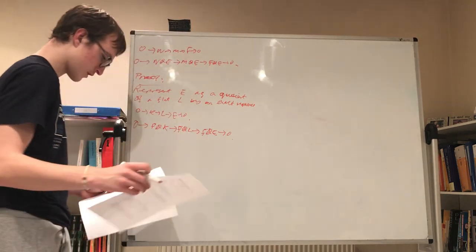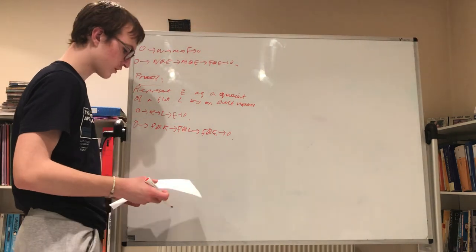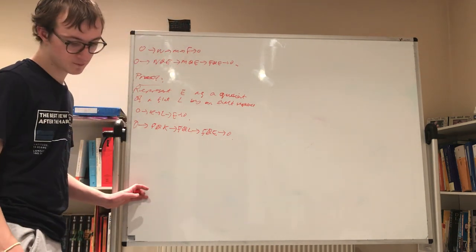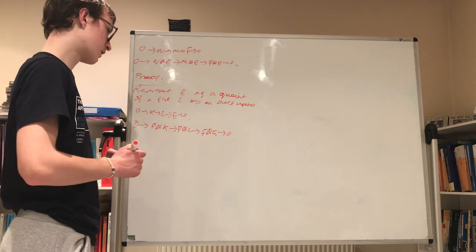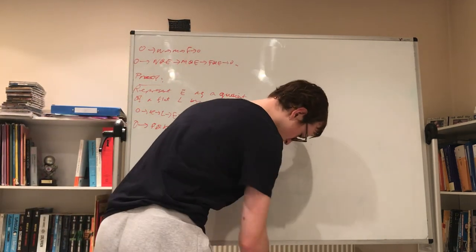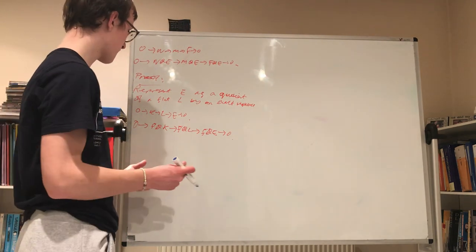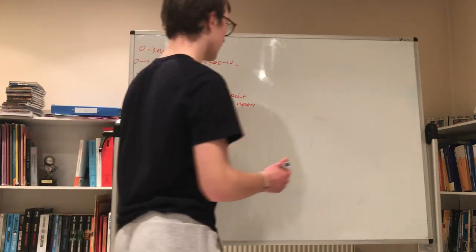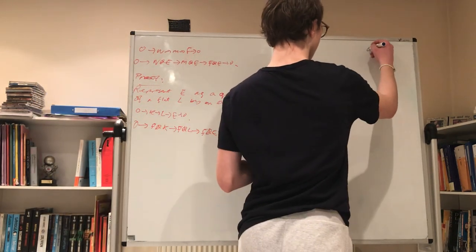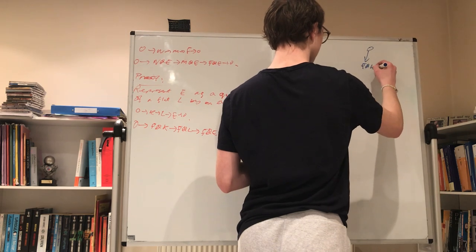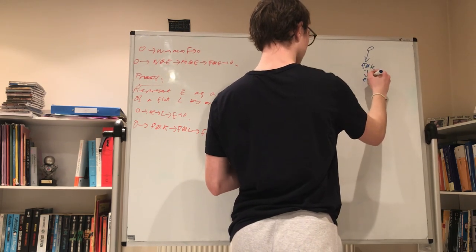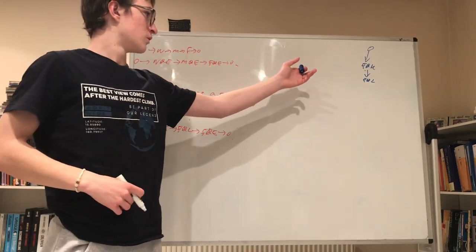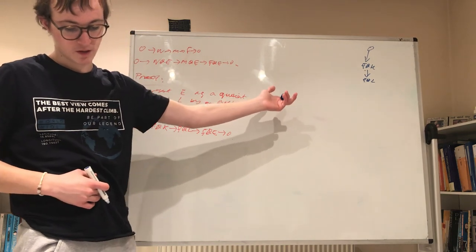Okay, now we can write the following commutative diagram with all of the rows being exact. So firstly, by the flatness of F, we have that it preserves injections. So we have F tensor K to F tensor L, like follows. That is injective.